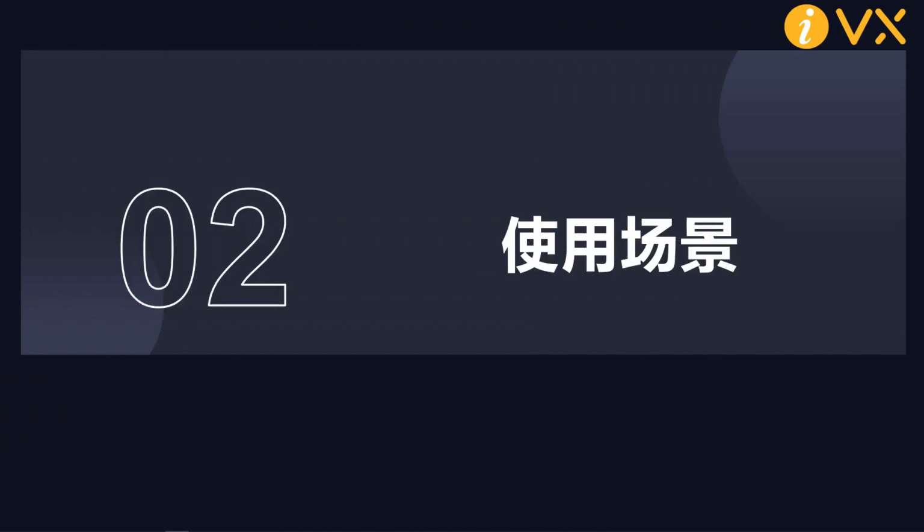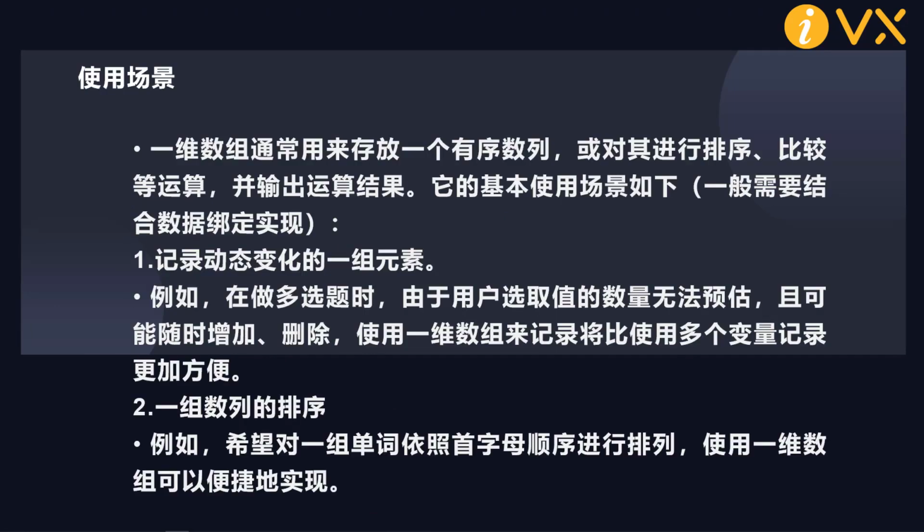Then let's talk about some usage scenarios of one-dimensional array. A one-dimensional array is usually used to store an ordered sequence of numbers. We can easily perform sorting, comparison, and other operations on it, and output the final results. Another usage scenario is to record a set of dynamically changing data. For example, in a multiple-choice question, we cannot predict what values the user will select, so it is convenient to add or delete data. Therefore, we may use a one-dimensional array to record the values selected by the user.